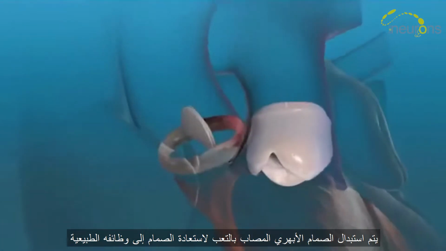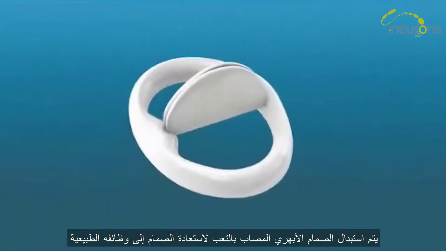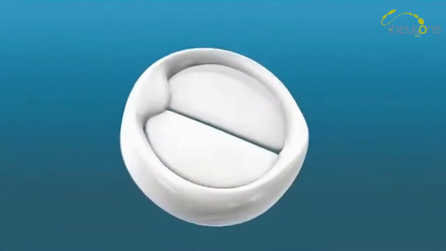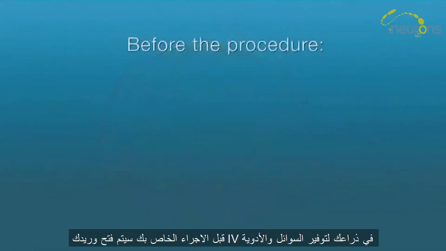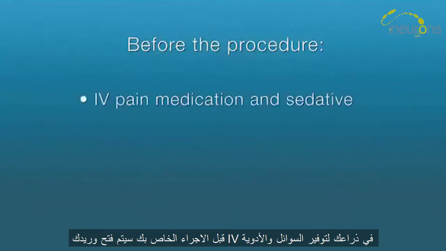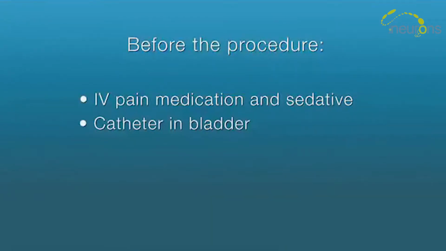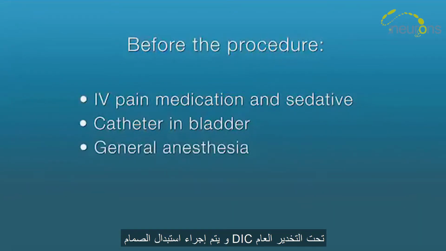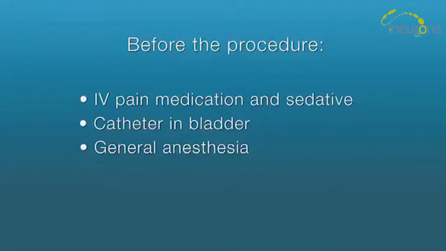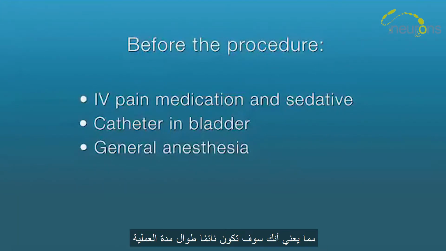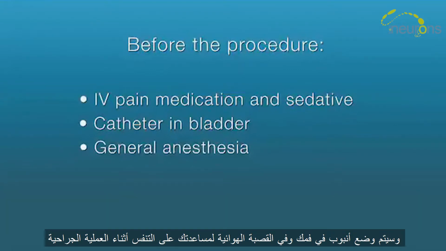An aortic valve replacement is performed to restore the valve to normal function. Before your procedure, an IV line will be started in your arm to provide fluids and medications. A catheter will be inserted into your bladder to drain urine. Aortic valve replacements are done under general anesthesia. This means you will be asleep for the duration of the operation, and a tube will be placed through your mouth and into your windpipe to help you breathe during surgery.